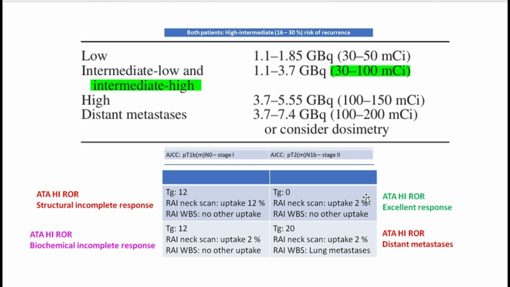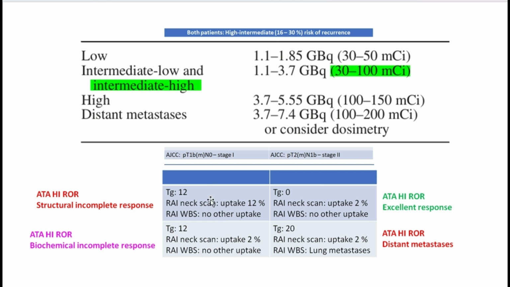Whereas patient B, though 18 lymph nodes had metastatic PTC, on postoperative response to therapy assessment has a thyroglobulin of 0 and less than 4% uptake in the neck, no other uptake in the body, meaning, in very simple terms, that the surgeon has done a phenomenal job. So, compared to patient A, though patient B had an aggressive disease based on the histopathology, she now has an excellent response. So, she may be considered for a lower dose of radioactive iodine compared to patient A, right?